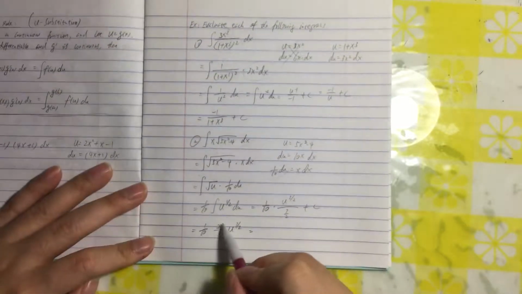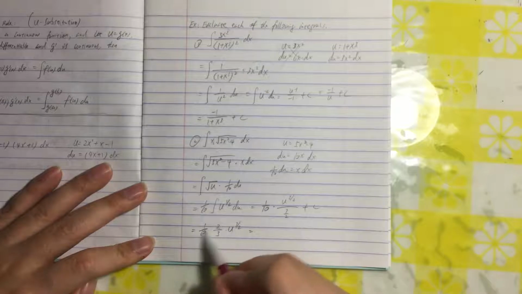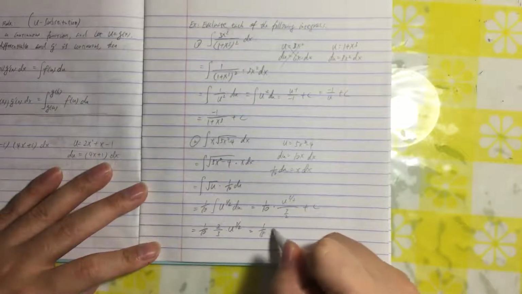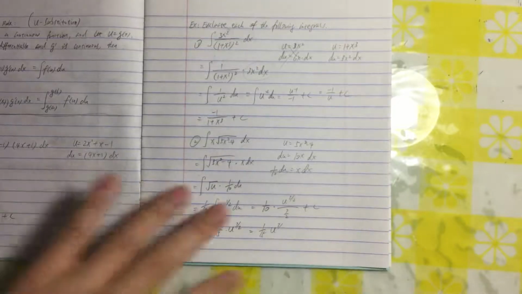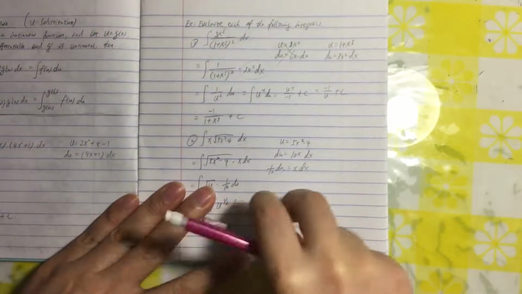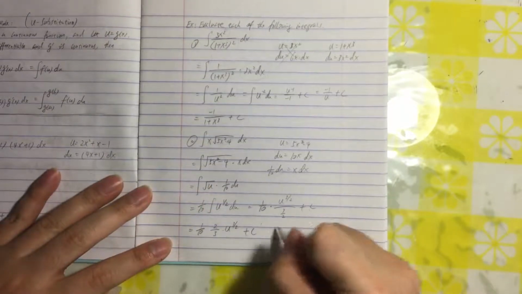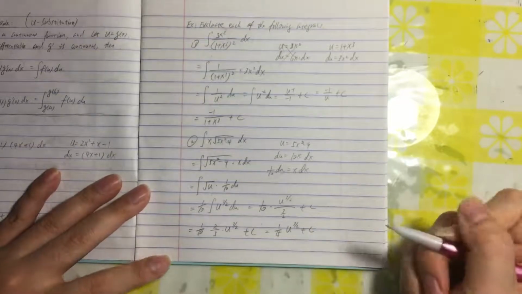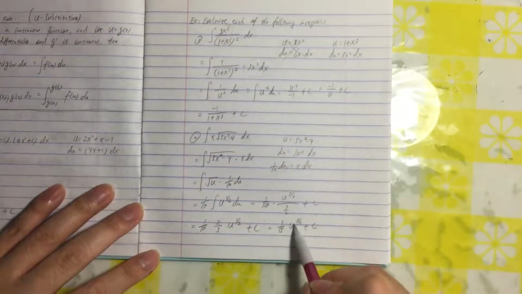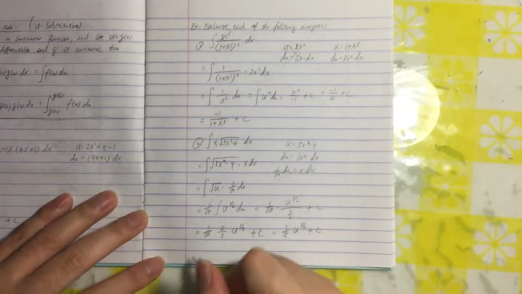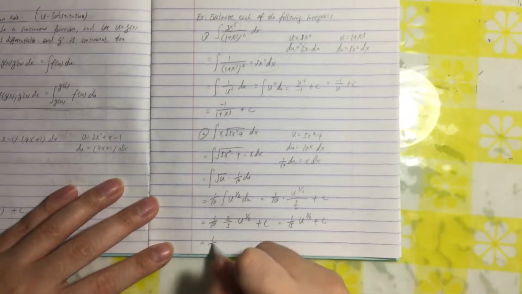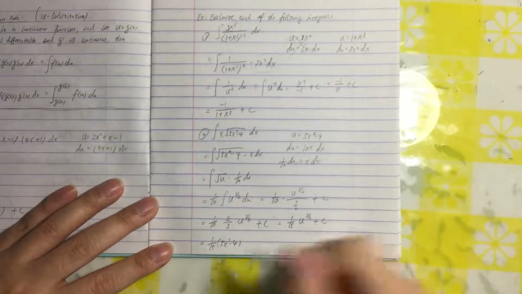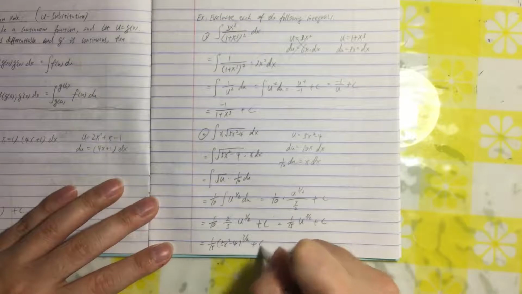Multiply. Here I can divide top and bottom by 2. I get 1 here, 5 here, which is 1 over 15, u raised to 3 over 2. Don't forget plus c. Then for the final answer, always replace u with 5x squared minus 4. We get 1 over 15 times 5x squared minus 4 raised to 3 over 2 plus c. That's the final answer.